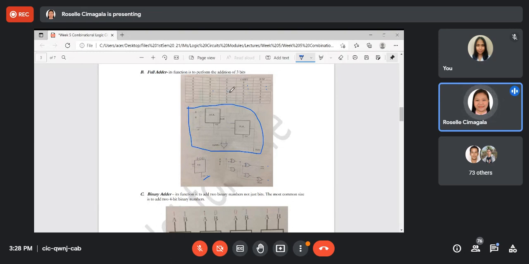0 plus 1, 1. 1 plus 1 is 0, carry 1. And then, another 1. 1 plus 0 is 1. 1 plus 0 is 1, carry 0. And then, and so on. So, sakto na siya. You are going to plot all the carry and all the sum.